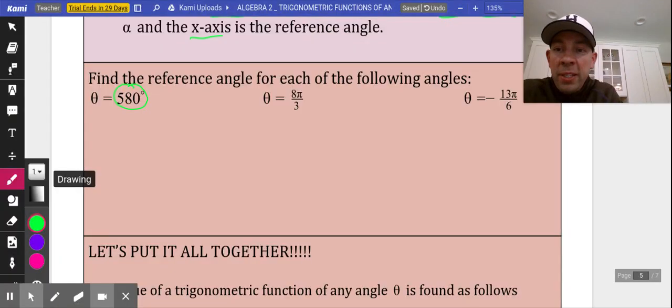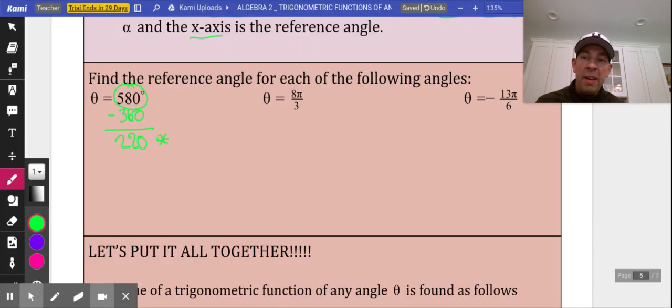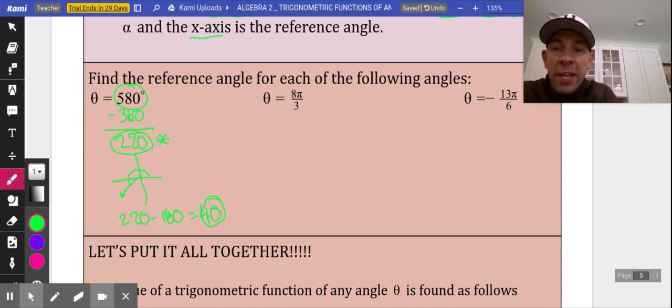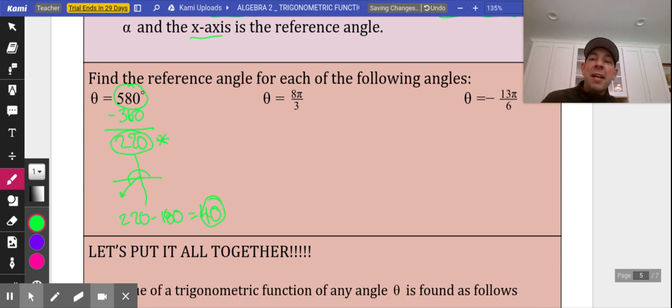It's bigger than 360. So we're going to subtract 360. And that's going to give you 220. This is called, if you want to make a note right here in your notebook, 220 is the coterminal angle of 580. Now you can draw yourself a little picture. 220 is going to be about right here. And if I do 220 minus 180, that would give me a reference angle of 40. Okay. Now remember, 220 is not your reference angle because that's too big, right? A reference angle has to be acute. 220 is just your coterminal angle, and then 40 is your reference angle.